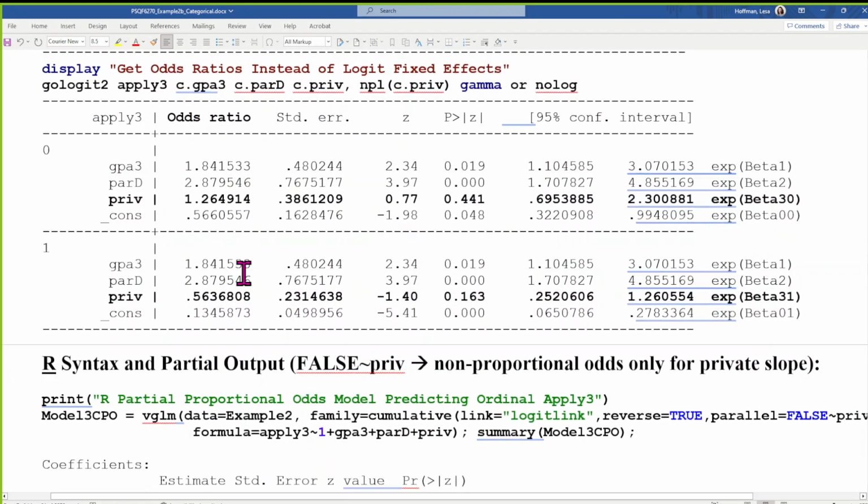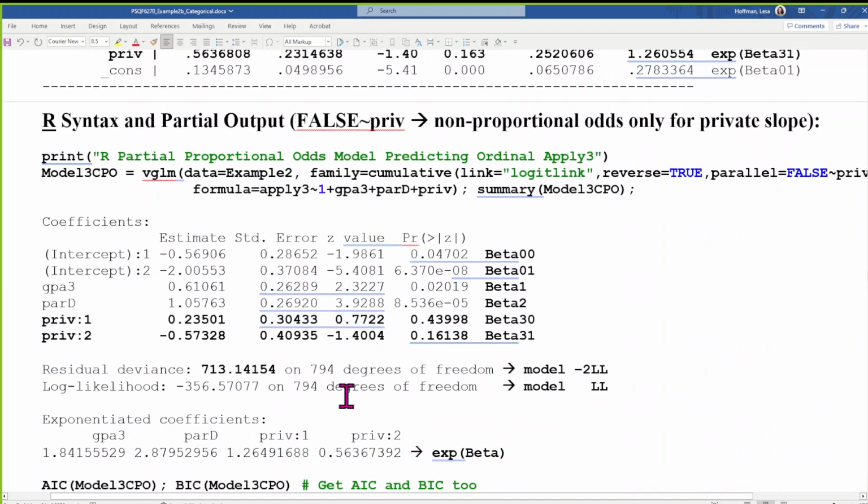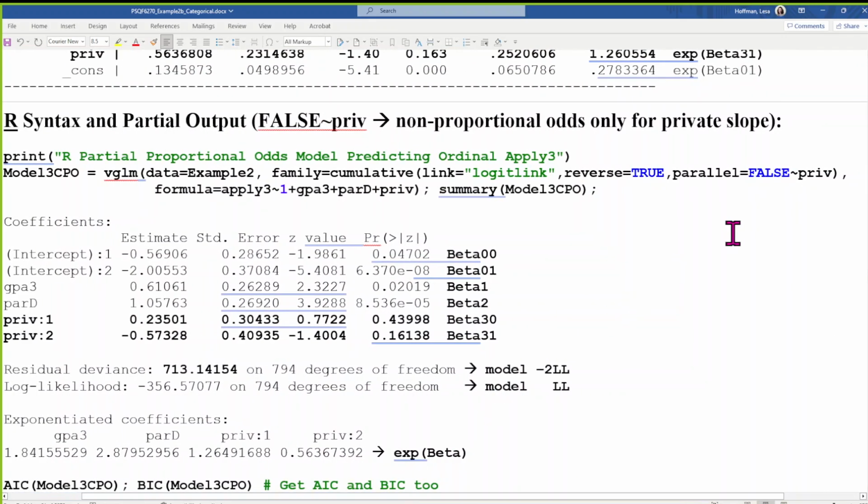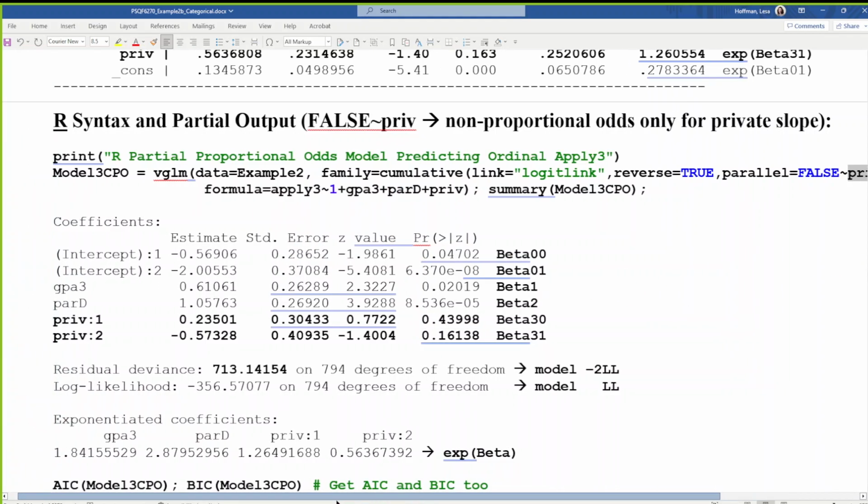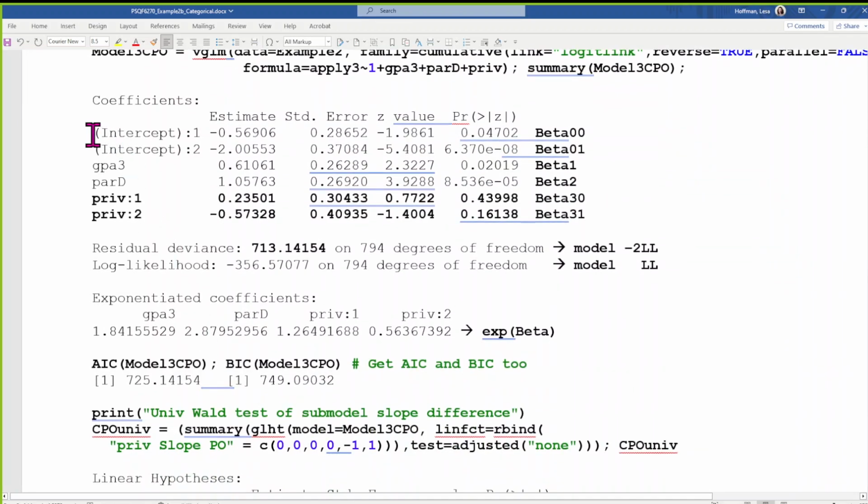Here's my odds ratios. And in R, this little chunk right here. Not only does parallel equal false, I got false, squiggle, and then the name of the variable that I want the non-proportional odds for. So you can pick which ones you want to be different and which ones you want to be the same as the default. So now, the intercepts differ across submodels, the private slope differs across submodels, and the other two are constrained the same.